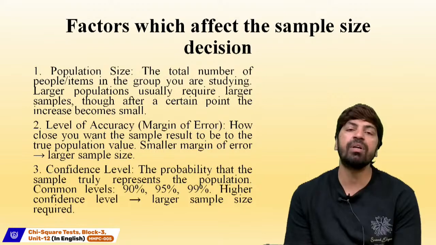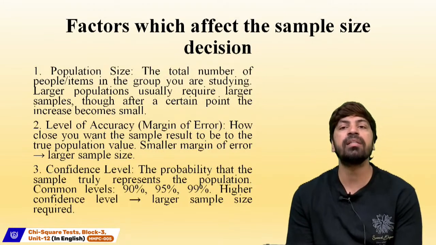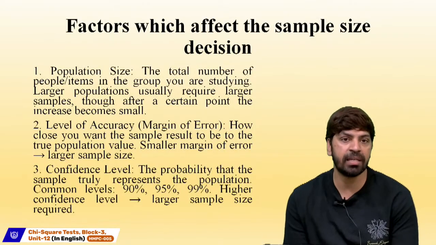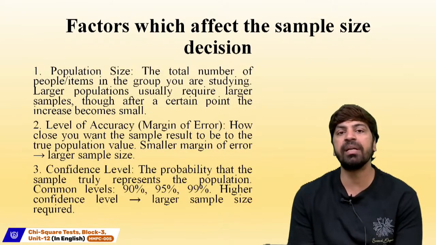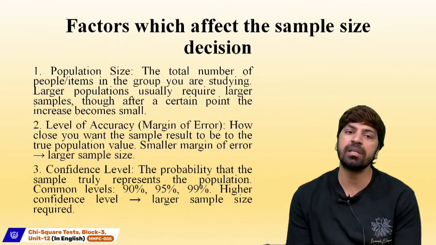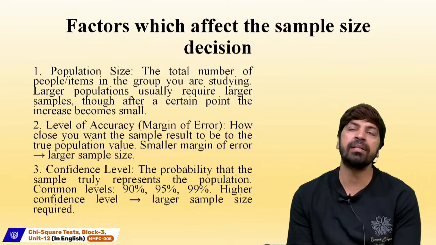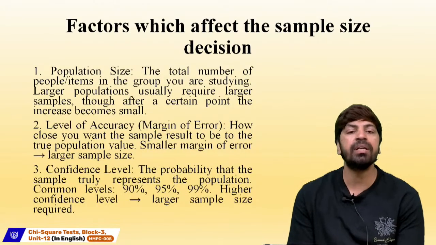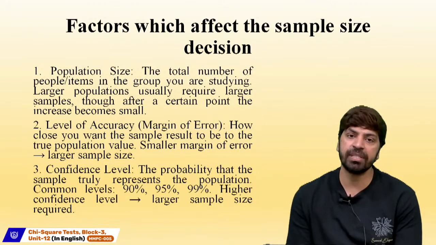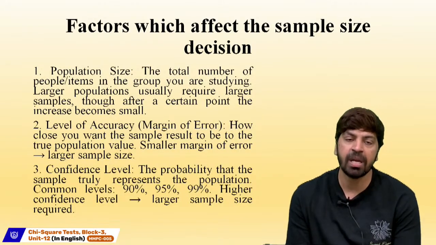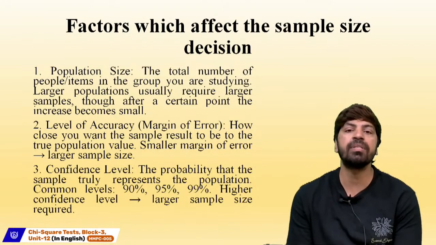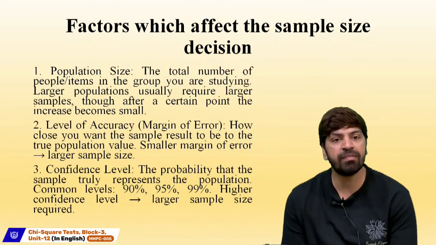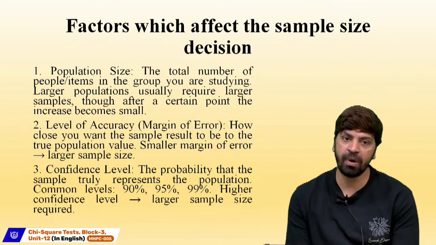The next section is what are the factors which affect the sample size decision. The first factor is population size, the total number of people and items in the group one is studying. Larger populations require larger samples, though after a certain point the effect becomes small. The next one is the level of accuracy, called the margin of error: how close you want the sample result to be to the true population value. The smaller the margin of error, the larger the sample size required.